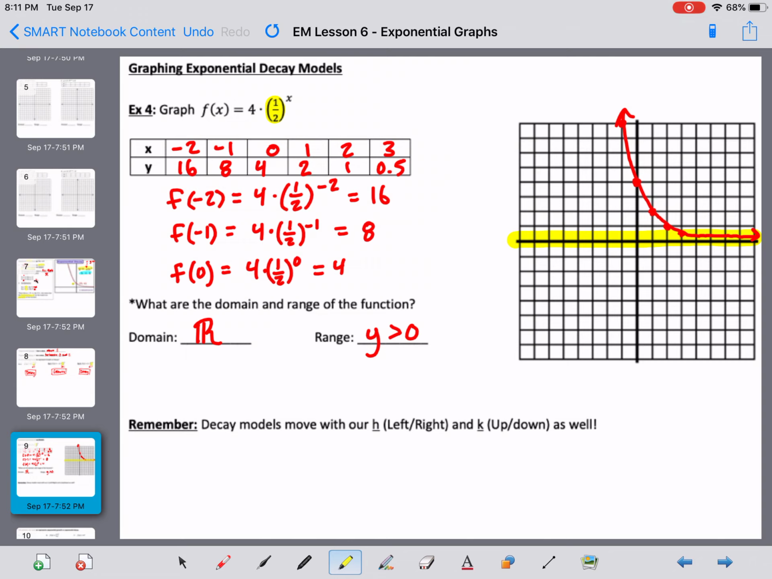And just a final note here before we finish up. Remember that decay models can still move with h and k, so these can be shifted. For example, I could have like a -2 here to shift it right, and then a +4 to shift it up. So these shifts right here can still happen. Just keep that in mind, that we can still shift these graphs just like what we did with exponential growth.